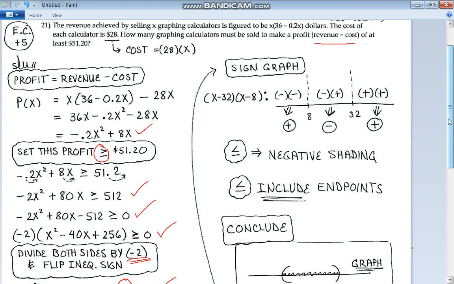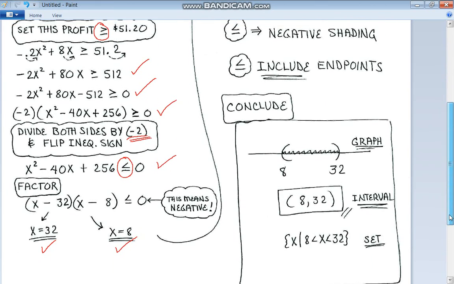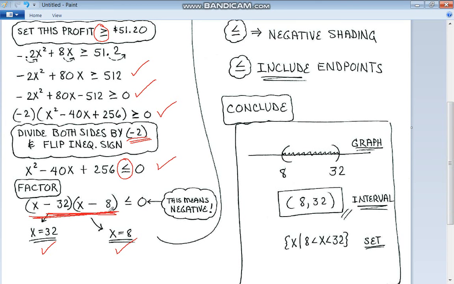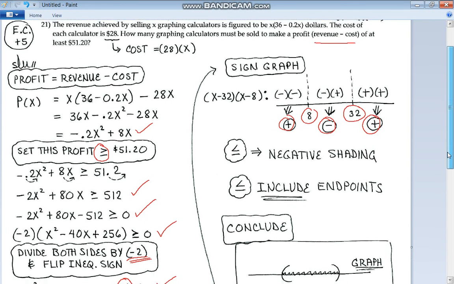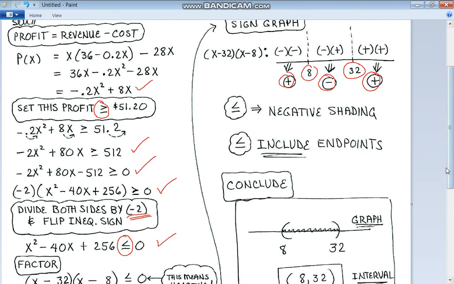Now we're ready to make our sign graph using our 8 and our 32 to partition the number line. Now remember what we're trying to find. We're trying to find the x values that make this product negative. Okay, so we're looking for negative regions. For each of the factors, we choose a value of x in each of the 3 regions, plug it in, and get a minus times a minus is a plus, minus times a plus is a minus, plus times a plus is a plus. We're only interested in the negative regions, because of the less than or equal to symbol that we started with. So shade the negative regions, that will be just the middle region.